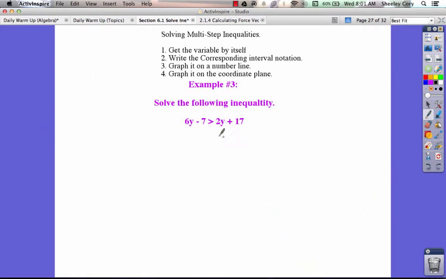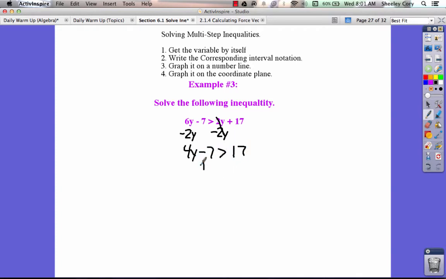Now we have a problem that has variables on both sides. So if you remember when we solve equations with variables on both sides, we want to get the variables on the same side, the numbers on the same side, opposite of each other. So in this situation, I've got 6y on this side and 2y on this side. I'm going to subtract 2y from both sides so that I combine the y's on one side. 6y minus 2y is 4y. Minus 7 greater than 17.